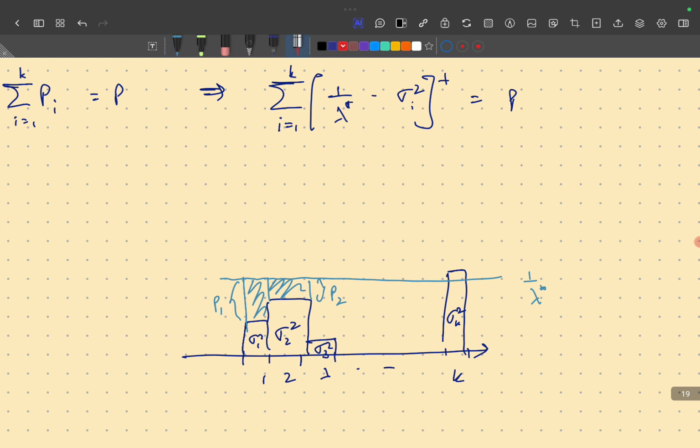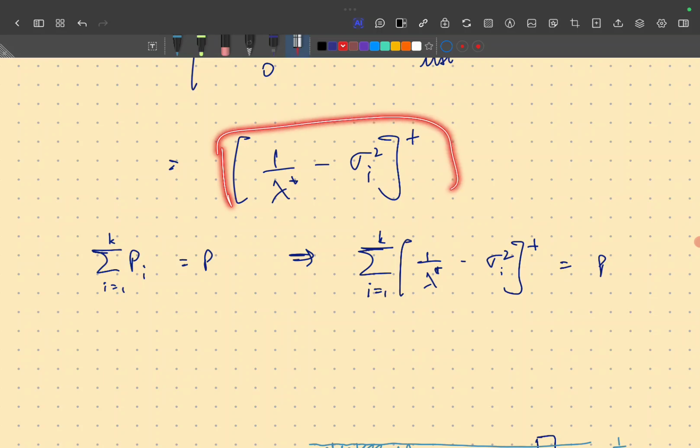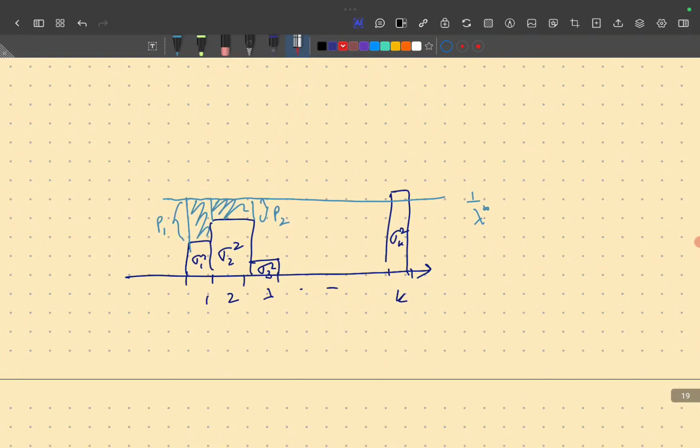Because I want P1 is equal to 1 by lambda star minus sigma 1 square. Right? 1 by lambda star minus sigma 1 square. And P2 is equal to 1 by lambda star minus sigma 2 square, and so on and so forth.